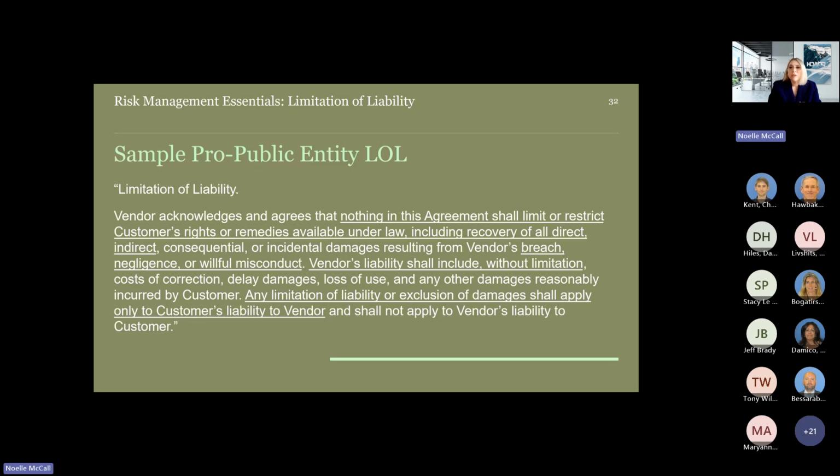Vendor's liability shall include, without limitation, costs of correction, delay damages, loss of use, and any other damages reasonably incurred by customer. Any limitation of liability or exclusion of damages shall apply only to customer's liability to vendor and shall not apply to vendor's liability to customer. So again, you can see how with the underlined wording, we're skewing it more in the public agency's favor.